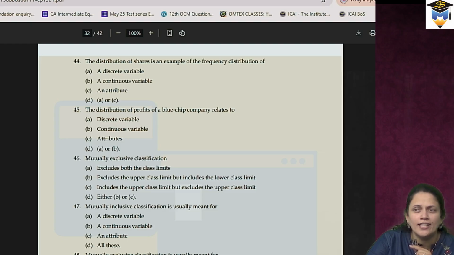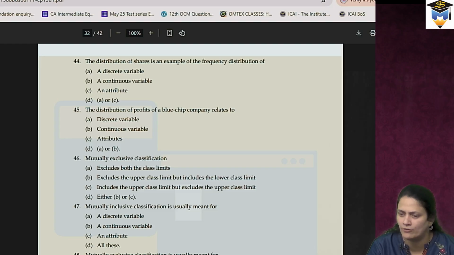What is the difference between discrete and continuous? Discrete means only one. Okay, only one quantity is given, that is a discrete variable. And what is a continuous variable? If there are classes, if there are more than one classes, so it's a continuous variable, correct? So now distribution of shares will be over different classes, isn't it? Correct. So it will not be continuous. Yes, it is a discrete variable.